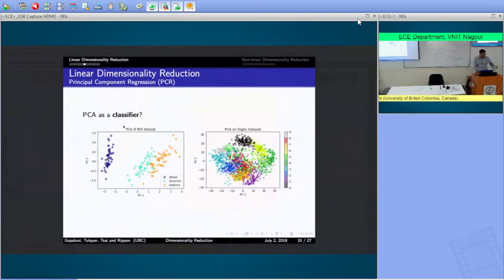Now you can use Iris, a popular data set of flowers.